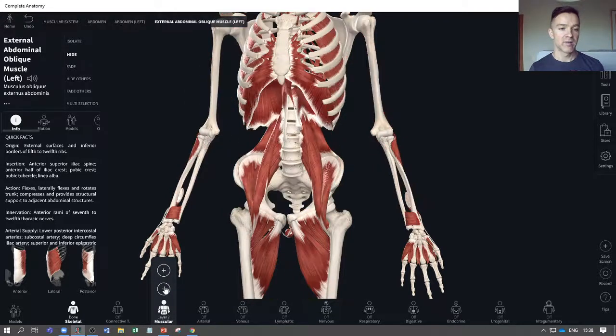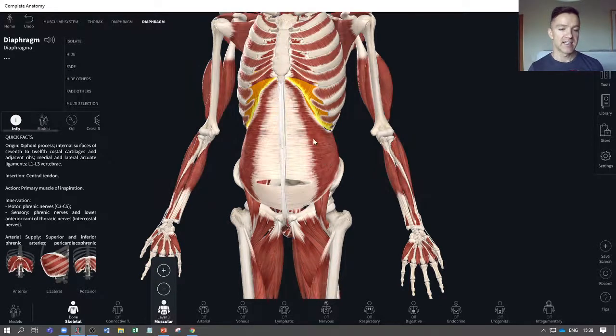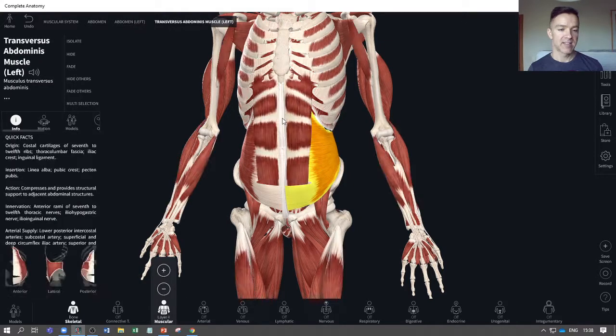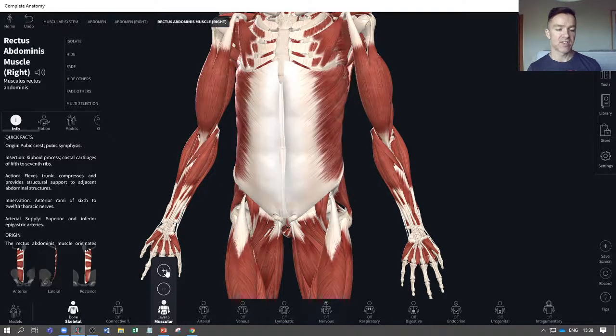So going from the deep muscles through to the superficial there, we started off by mentioning the diaphragm. We then added in the transverse abdominis. Then we had the rectus abdominis. Then we had the internal obliques. And then we have the external obliques. So layer upon layer from deep through to superficial there, the abdominal muscles at the front.